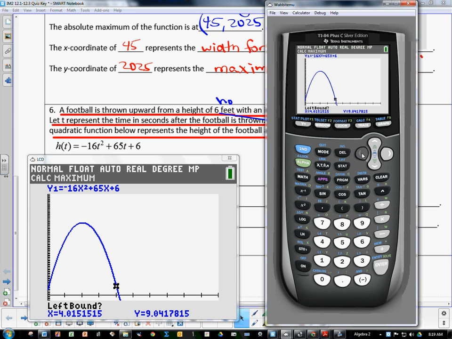There it is. Now we need a left bound. I need to get to the left of this point I'm seeking. Right there is fine. Enter. Right bound. Enter. Enter.